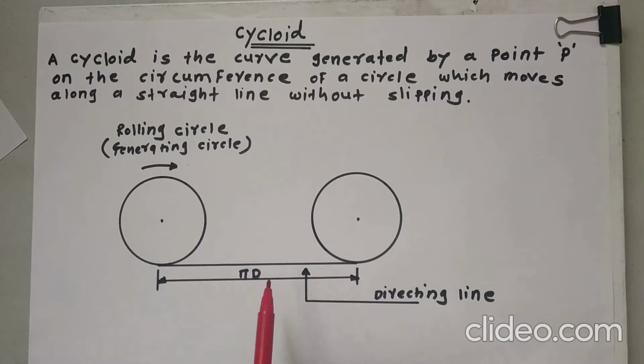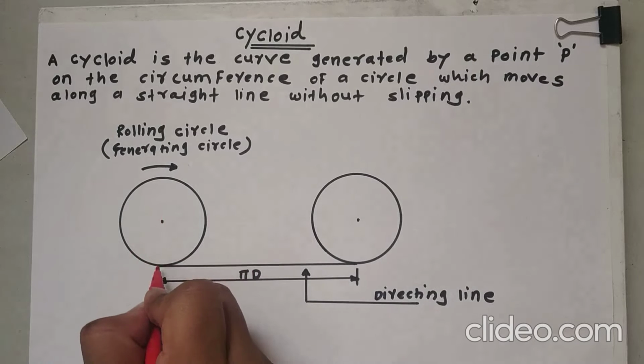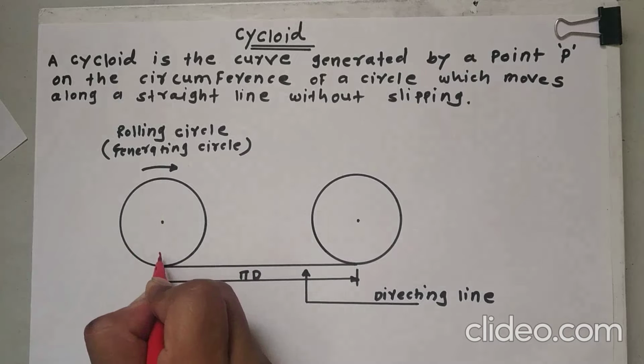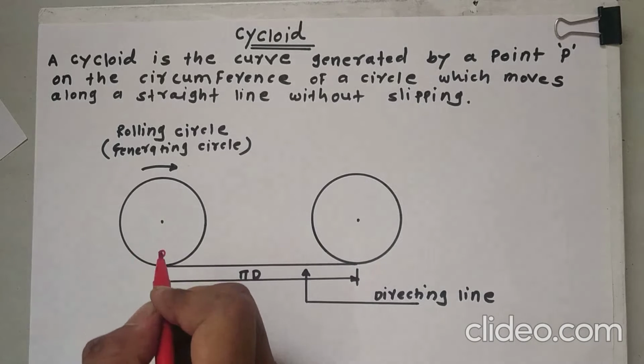Now here a question arises. When this rolling circle moves one revolution on a straight line, how much distance will it cover? It will cover a distance equal to the circumference of the circle, that is, it is equal to pi d. Now consider point P. This point P is on the ground.